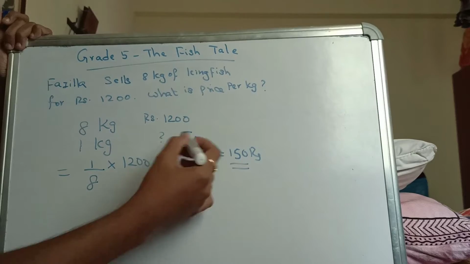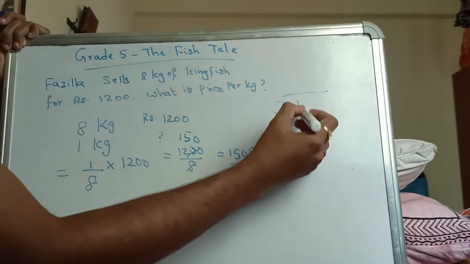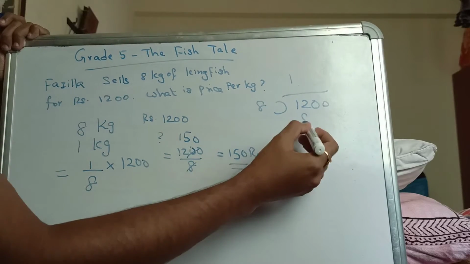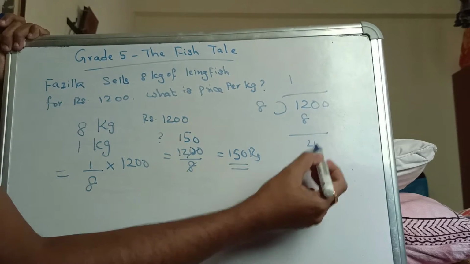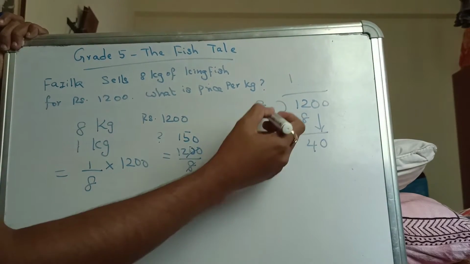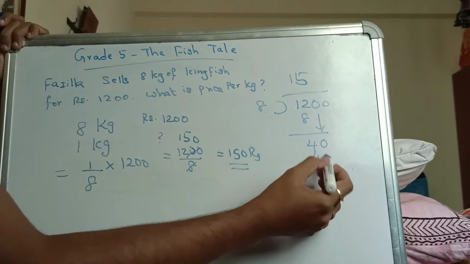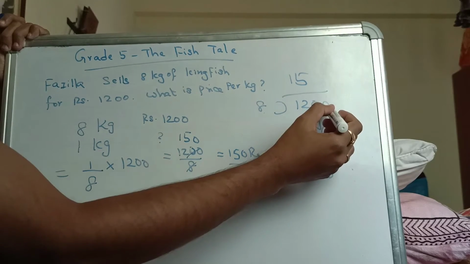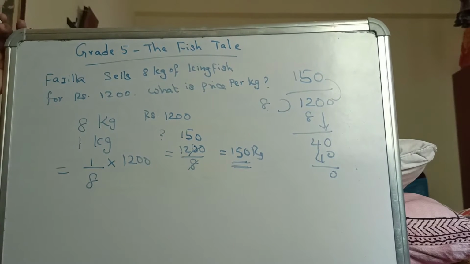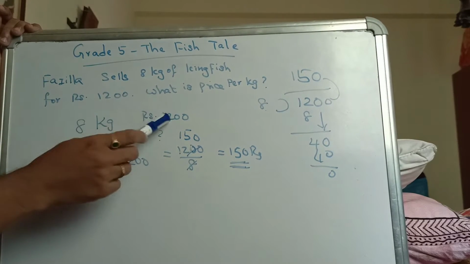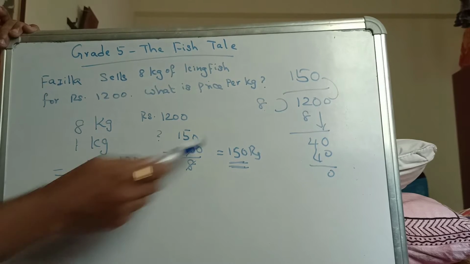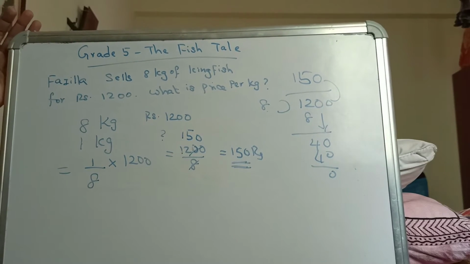I'll teach you the division in the normal authentic way. 1200 divided by 8. 8 ones are 8, 9, 10, 11, 12, 4. Then bring one number below, which is 40. 8 5s are 40. That's all, 0. So this 0 will go here. 150, that is the answer. So it is A to B, C to what? C by A into B, which gives you 150 rupees, which is the answer.